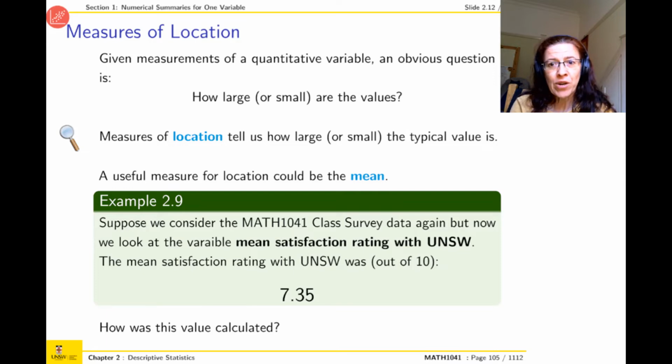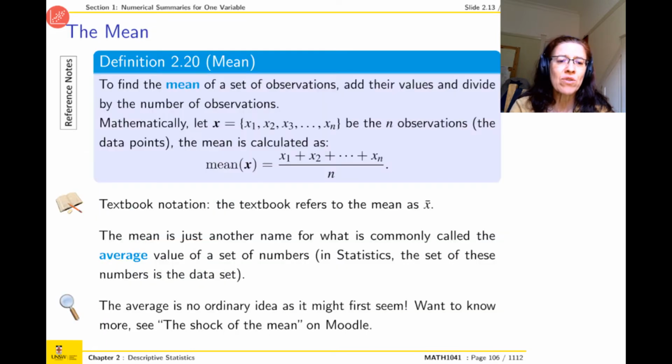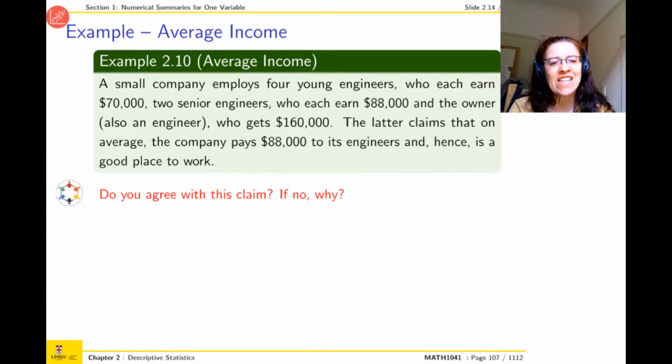So if you consider, for example, the class survey, one of the questions was, what is the satisfaction rating with UNSW on a scale from 0 to 10? And the mean satisfaction rating was 7.35. This was the mean. So how was this calculated? See here it says reference note, so it means I don't need to re-explain to you. You can look by yourself. So I just say you add all the values and you divide by the number of values. You knew that. Let's look at another example.